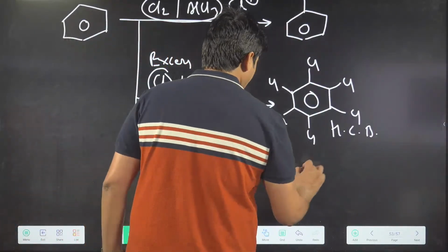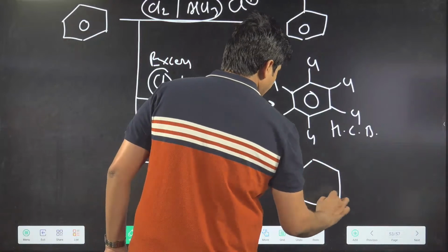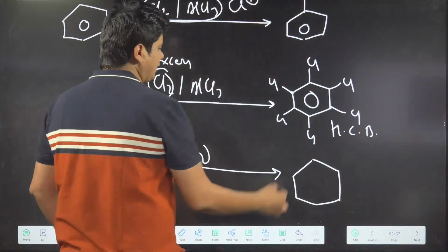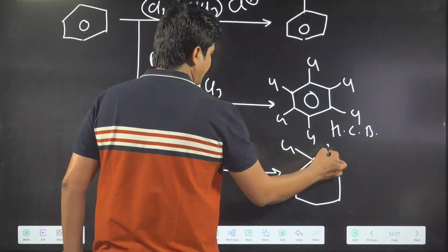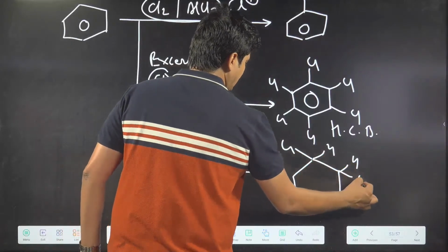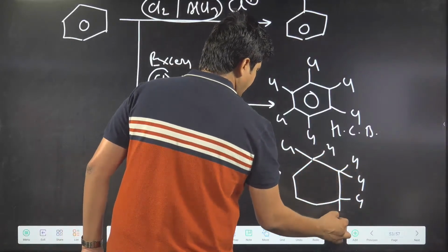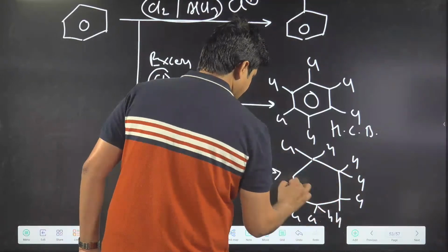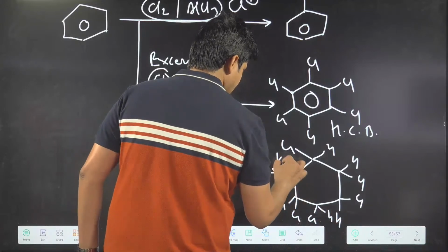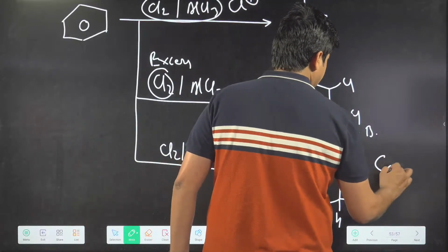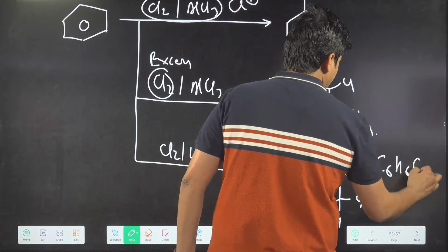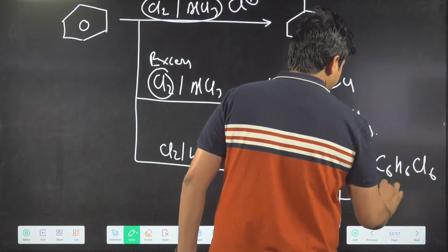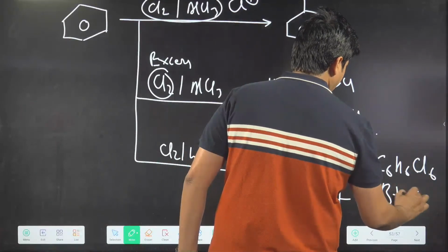Now, if they are giving Cl2 and H nu, what will happen? This pi bond is going to break and chlorine is going to bind there. One hydrogen is already there on each carbon. Chlorine is going to bind there. This product is formed. C6H6Cl6 is formed, which is known as benzene hexachloride.